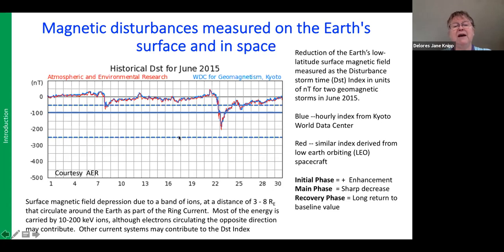Putting the boundary on what is a super storm or extreme storm, yeah, that's somewhere in the 250 nanotesla range, and it appears to depend on who's writing about things. Jeff, you have a question?